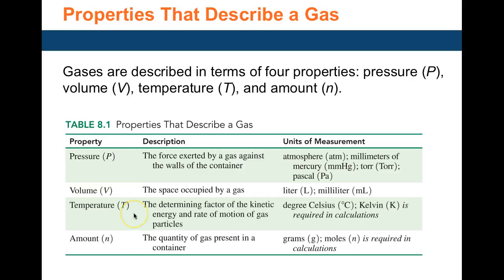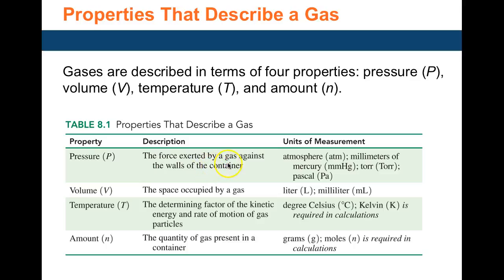So the properties of a gas are governed by four properties mainly. That's pressure, volume, temperature, and amount, which is also referred to as moles of gas. These are the four properties that describe all of the ideal gases. Okay, so we talked about pressure.